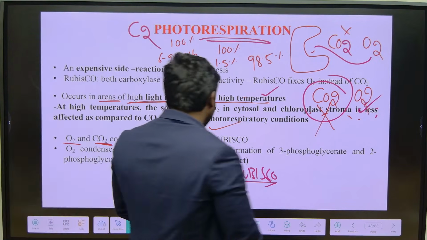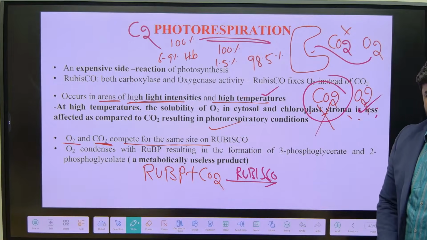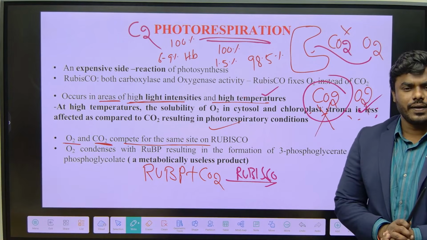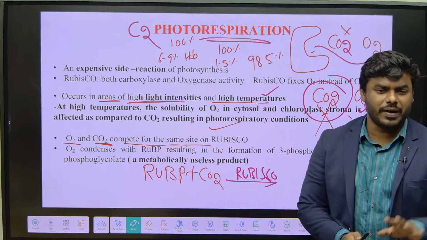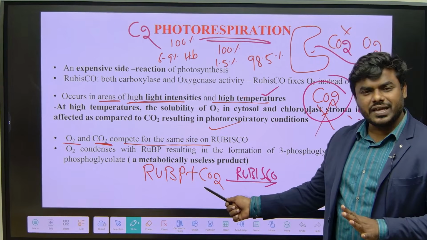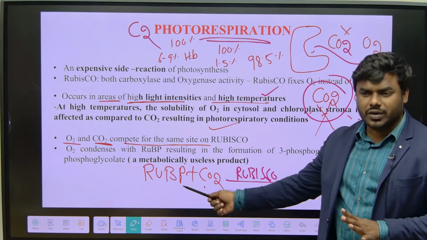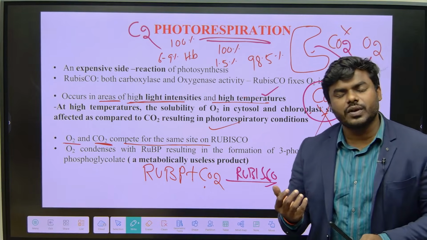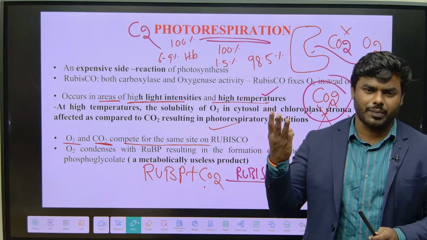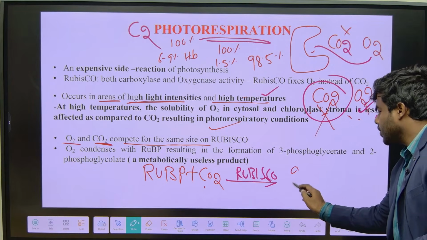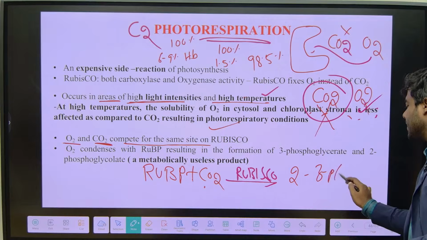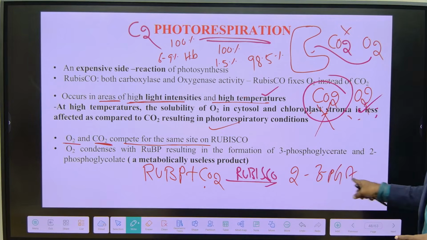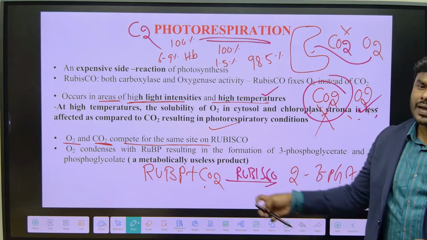Then how many intermediates do we get? RuBP is how many carbons? Five. There is one carbon dioxide from the atmosphere, total 6. How many intermediates do we get? 2. When I use the word intermediate, always remember it is 3 carbon. So we get 2 molecules of 3PGA. Can I say the Calvin cycle continues without interruption? Correct, because we fixed only the carbon.